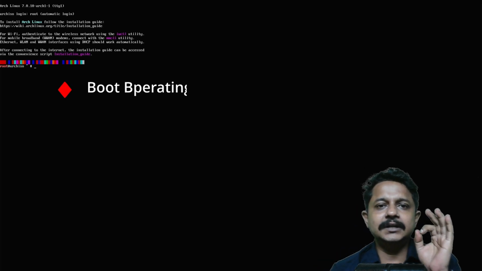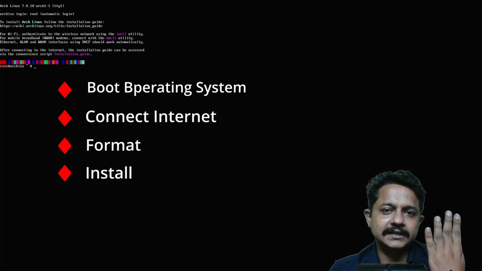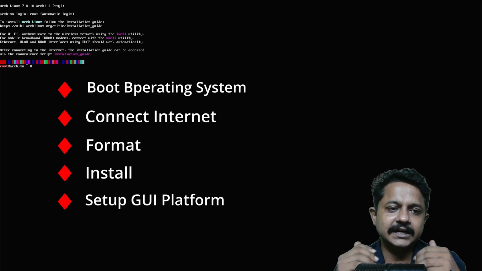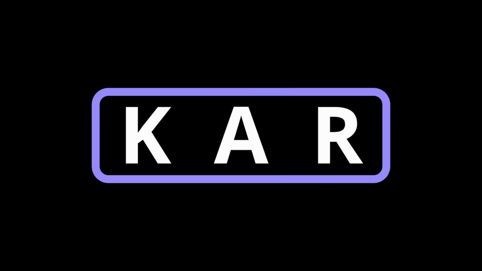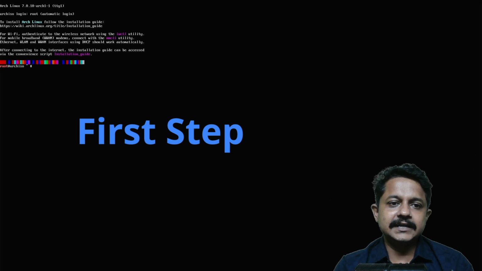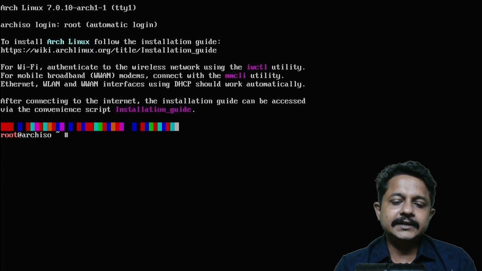Step 0 is to boot the operating system. Step 1, connect to the internet, format, install, and set up a GUI platform so that I will be able to use the mouse along with the keyboard. Let's start the first step, as I already have mounted the bootable ISO. The first step would be to connect to the internet.